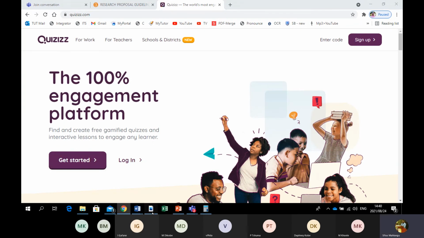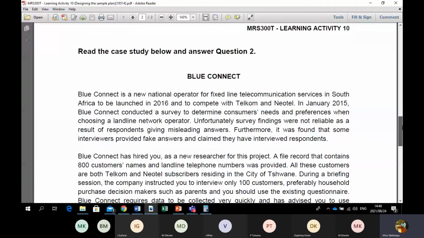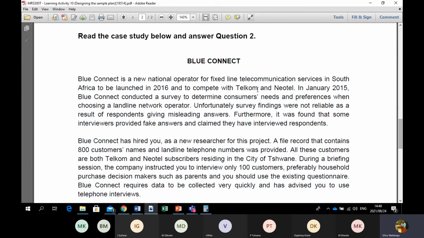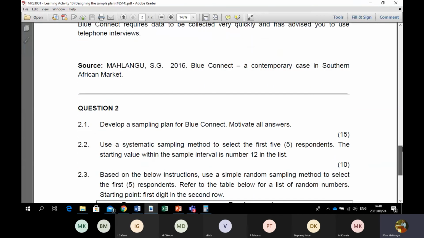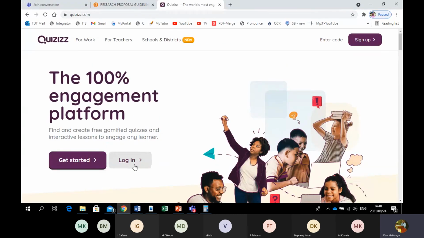I want to indicate that this quiz is based on case study number 2, which is Blue Connect. So you also want to quickly read the case study Blue Connect. It's just 2 paragraphs while you are logging in. It's about a new mobile operator. Just read about the respondents, about data collection, or anything that is part of the sampling plan, because your quiz is based on the sampling plan.